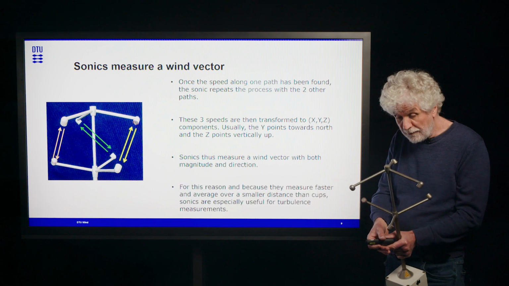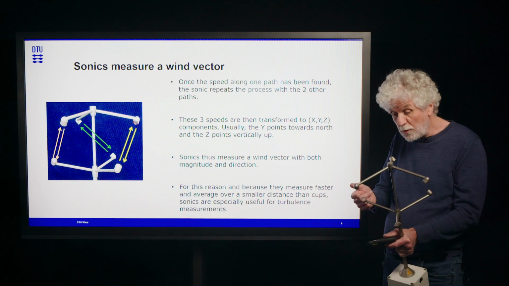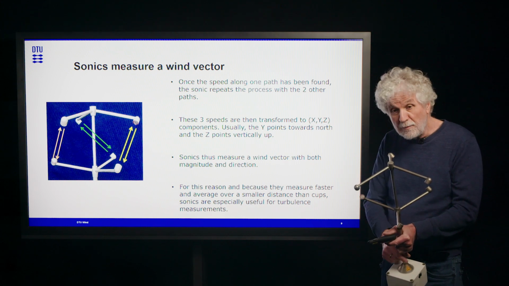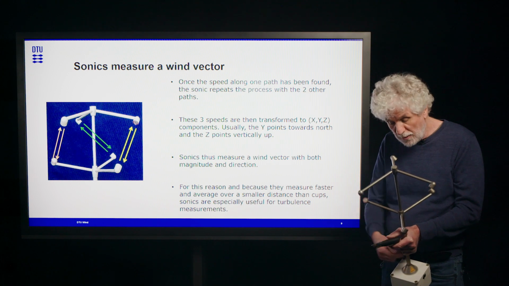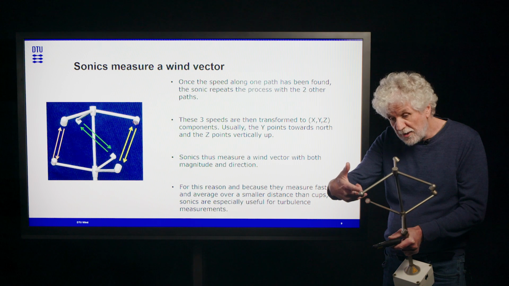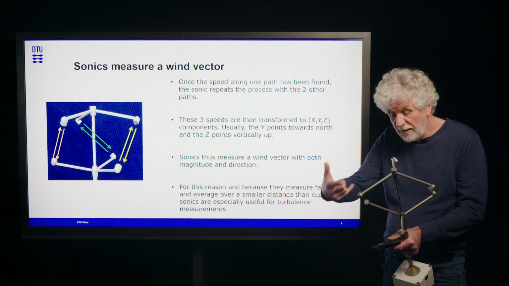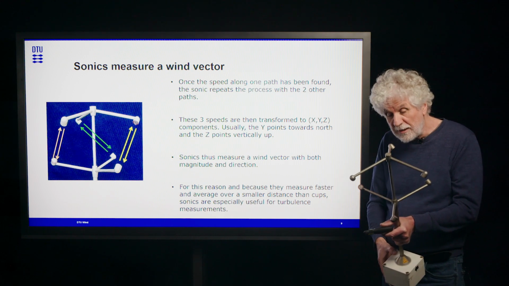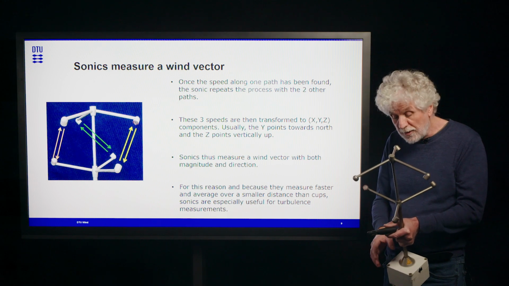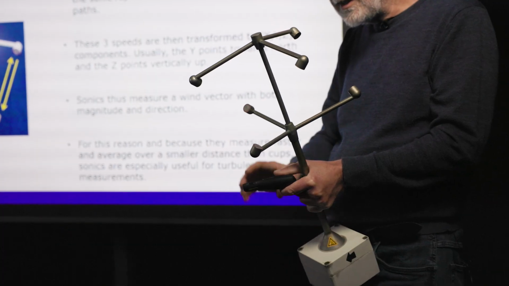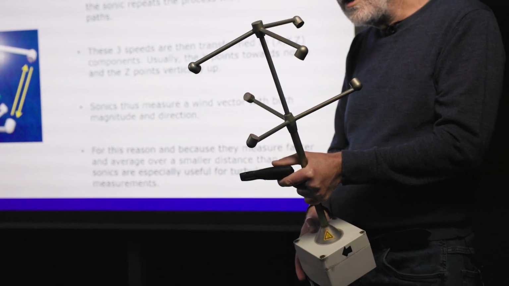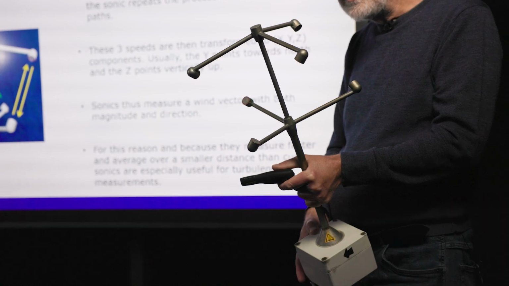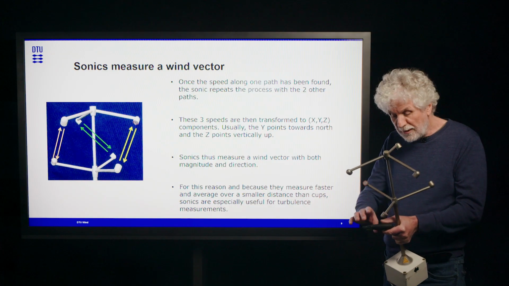Because we have the 3 components, and also because the sonic actually measures quite fast, so we can make these measurements at about 25 Hertz, this model, and also because this distance is fairly short, this sonic anemometer, any sonic anemometer, is very, very good at making turbulence measurements, and that is one of the main purposes for using a sonic.